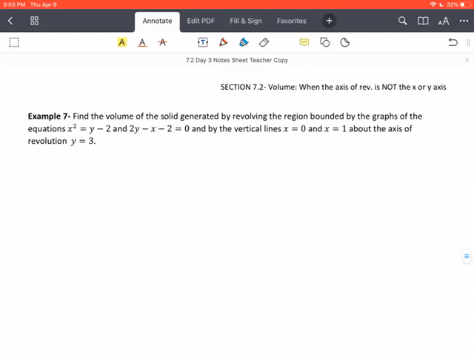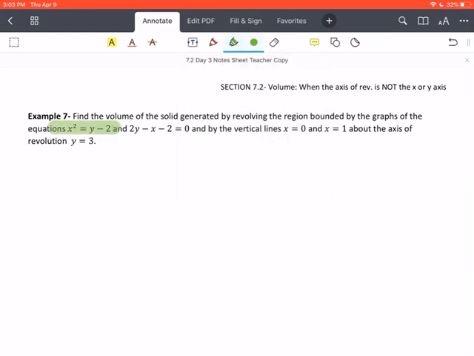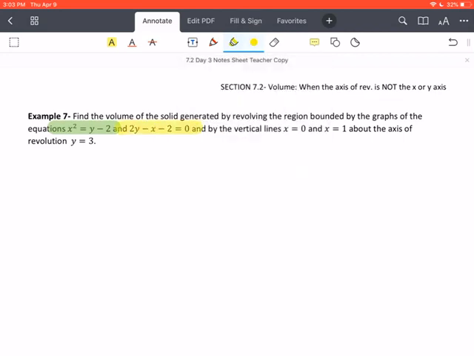Okay, so this next problem says, example 7, find the volume of the solid generated by revolving the region bounded by the graphs of the equations. We have our equations: x squared is y minus 2, and then we have 2y minus x minus 2 equals 0. And we see that also the region, some of you guys are kind of reading too fast on some of these, the region is started by x equals 0 and stopped by x equals 1.